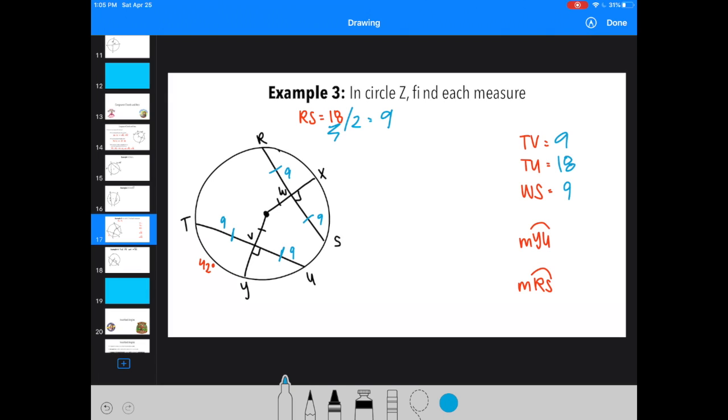If YT is 42 degrees, what's the distance of YU going to be? Well, TY is 42, so YU is also going to be 42 degrees. The next thing I need to solve for is RS, and if RS is congruent to TU, I can add up both of these sections to equal RS. So RS is going to be equal to 84 degrees. There you have it, folks.